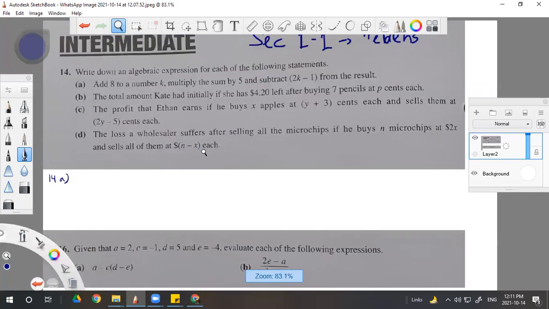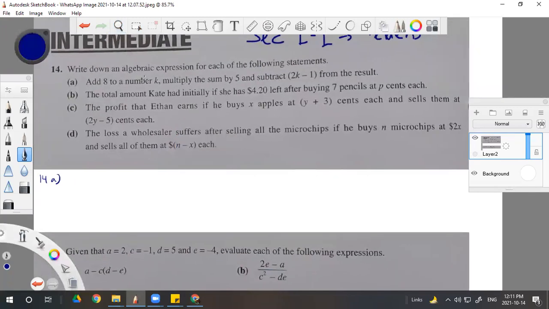Okay, look at the words properly. Add 8 to a number k and multiply the sum by 5 and subtract 2k minus 1 from the result. Oh, it's a layered sentence. Add 8 to a number k, so k plus 8 or 8 plus k, up to you, and multiply the sum by 5. You put 5 here, and subtract 2k minus 1 from the result. So first thing first, add 8 to the number k, and then you multiply by 5.